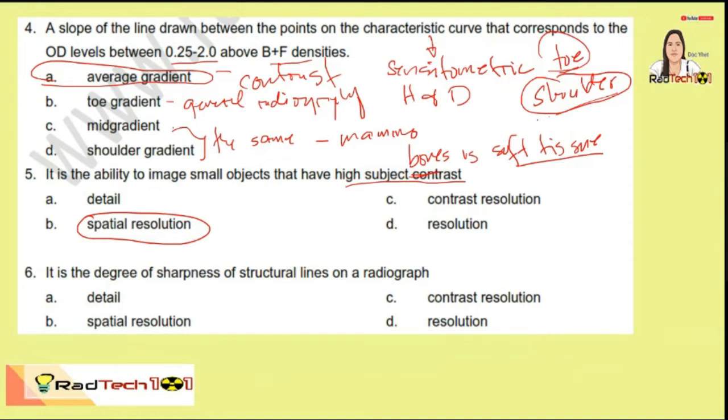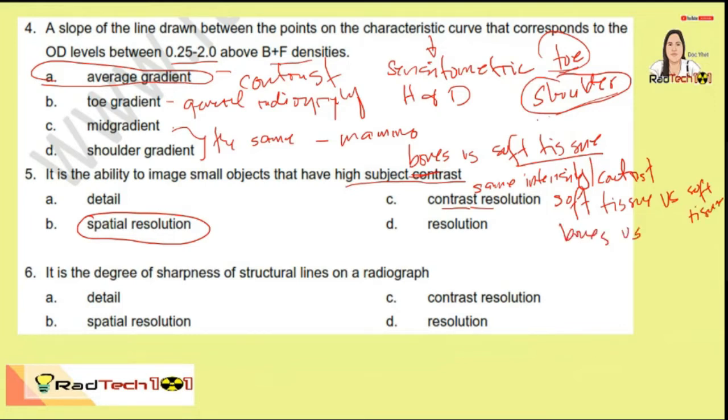So high contrast. So yung contrast resolution naman, this is the ability to identify objects that have the same intensity or the same contrast. So this is contrast resolution. So with contrast resolution, kapag maganda, kapag high ang ating contrast resolution, it is easy to differentiate, to identify the same structure such as soft tissue versus soft tissue or bones versus another bony structure.